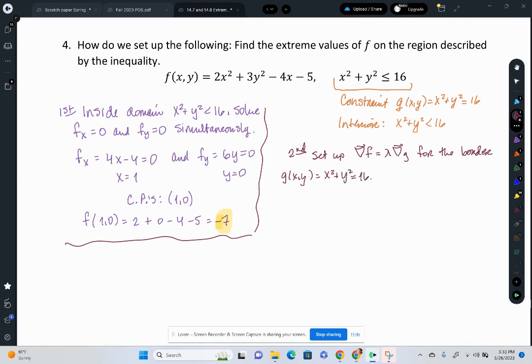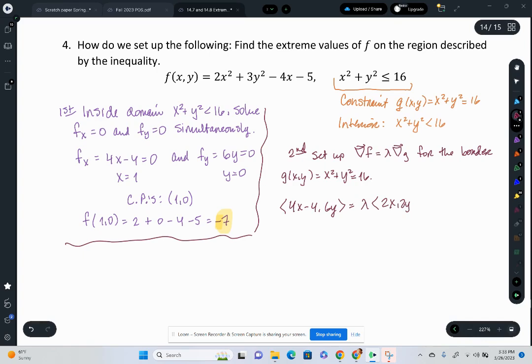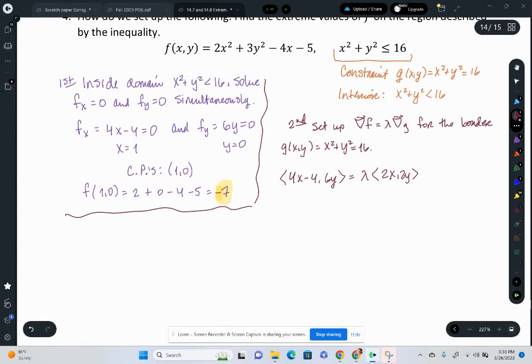Okay? So our gradient equation, or Lagrange multiplier equation, the first vector has our first partials with respect to x and y of f. So it's 4x minus 4, and then 6y. I'm just pulling what I got in the first part, equals lambda times, now the gradient of g is 2x and 2y. Okay, and then we want to get our equations from this.